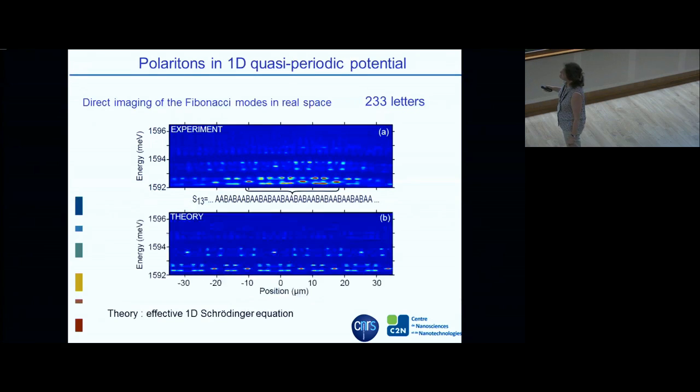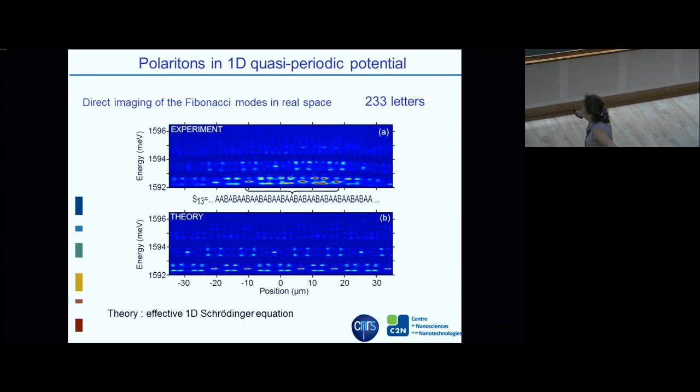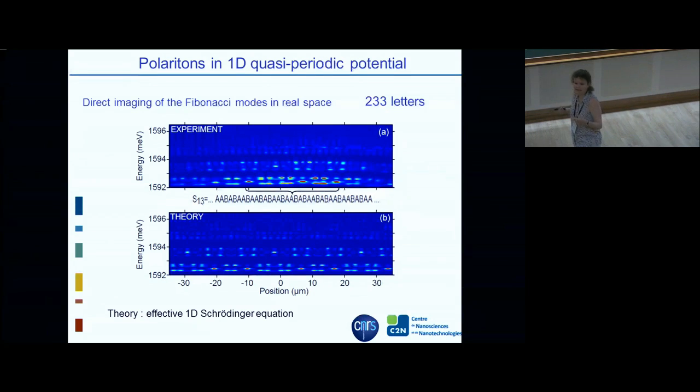What is really nice is when you look at the modes in real space. So now we make an image as a function of the energy of the Fibonacci polariton modes in our structure. This is the experiment, and this is the theory. I don't know if the contrast is good enough, but there are really many little details in the theory that are reproduced in the experiment. So when you see the weird things in the experiment, these are reproduced by the theory. So this is really an emulator where you see very complex modes.